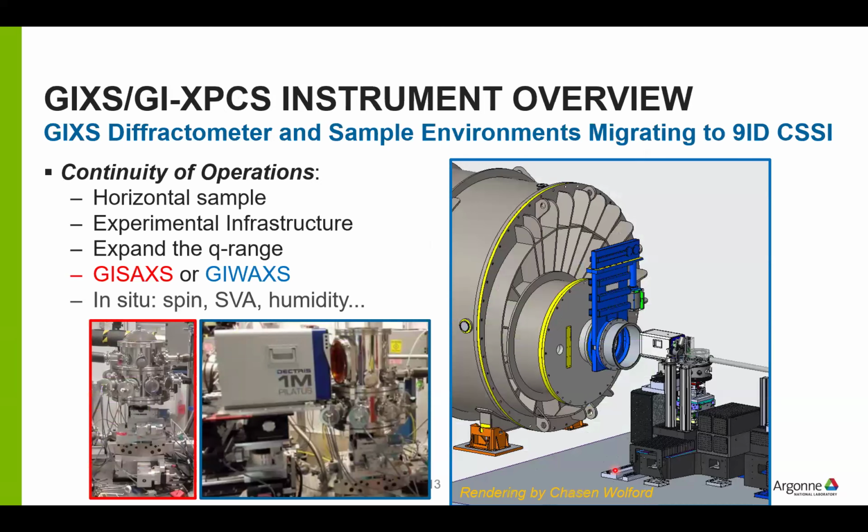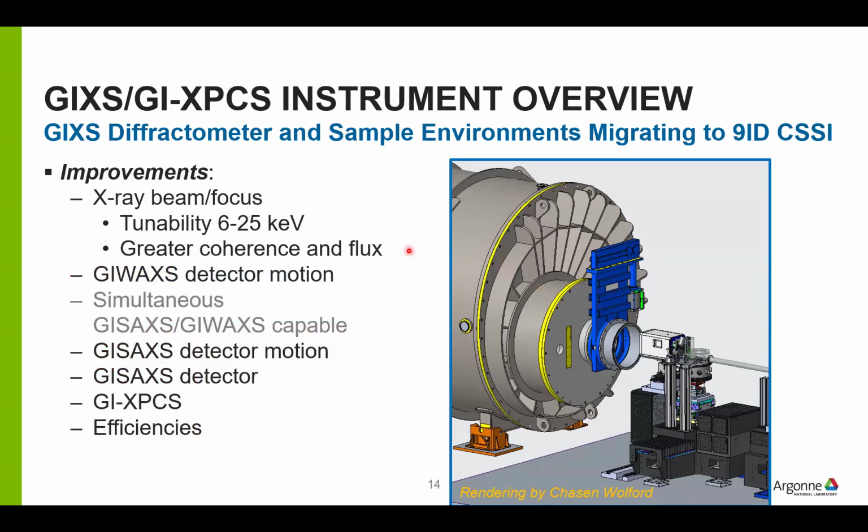And then just an overview of the instrument. The major principle is that we want to provide continuity of operations. So we're basically migrating the heart of our instrument, the diffractometer and this infrastructure, so our vacuum stage that supports GWAX and GSAX, will be migrating to the new beamline, but we'll be expanding the Q range, and we still want to provide a variety of sample environments as before.